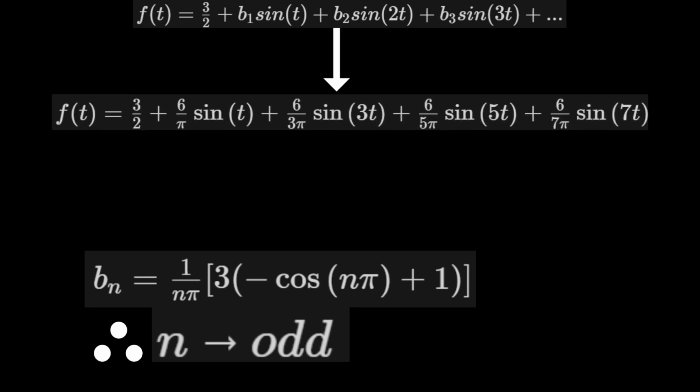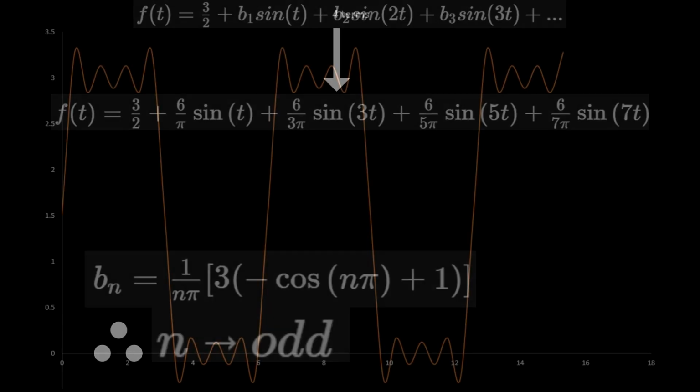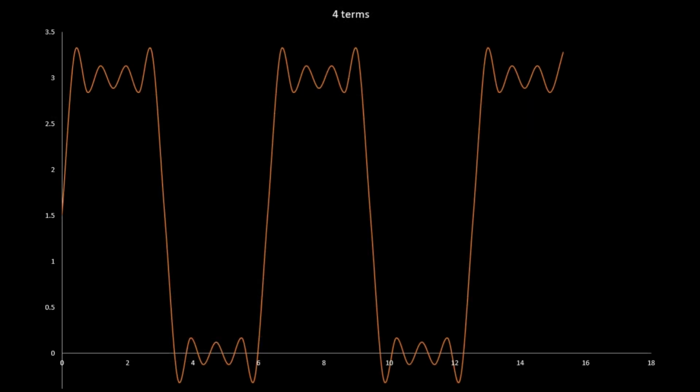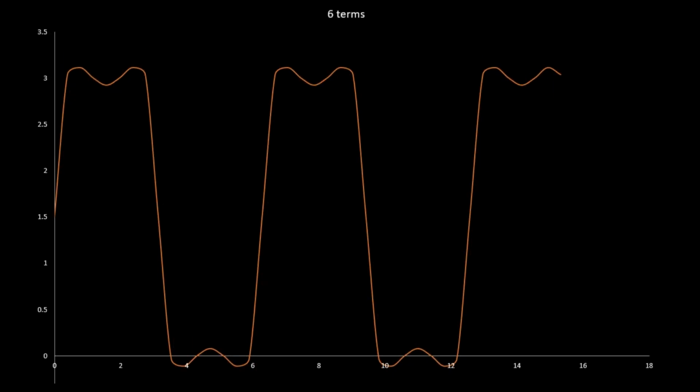So we have our Fourier expression ready, as shown. If we plot its graph, we find something very similar to our original graph. This graph becomes more and more similar to the initial square wave as we go on increasing the number of terms in the Fourier expression.